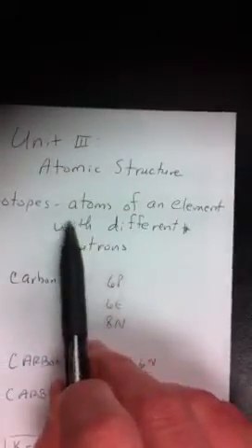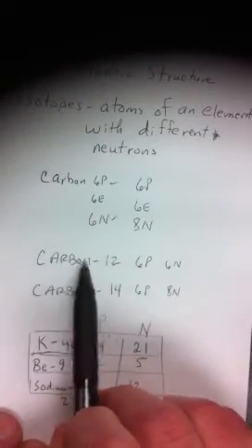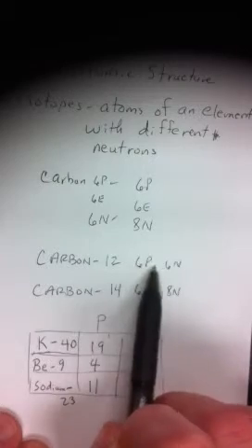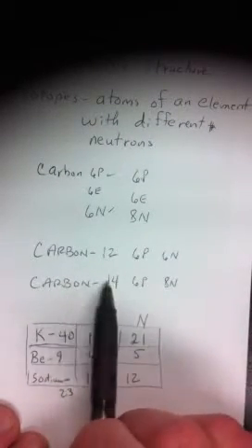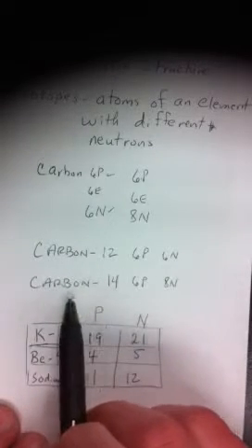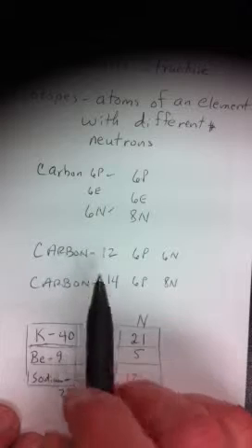So once again, isotopes, atoms of an element with different numbers of neutrons. Be able to take the name and give us this, or be able to take this and give us the name. This will come into play later on when we're talking about radiation, nuclear chemistry.